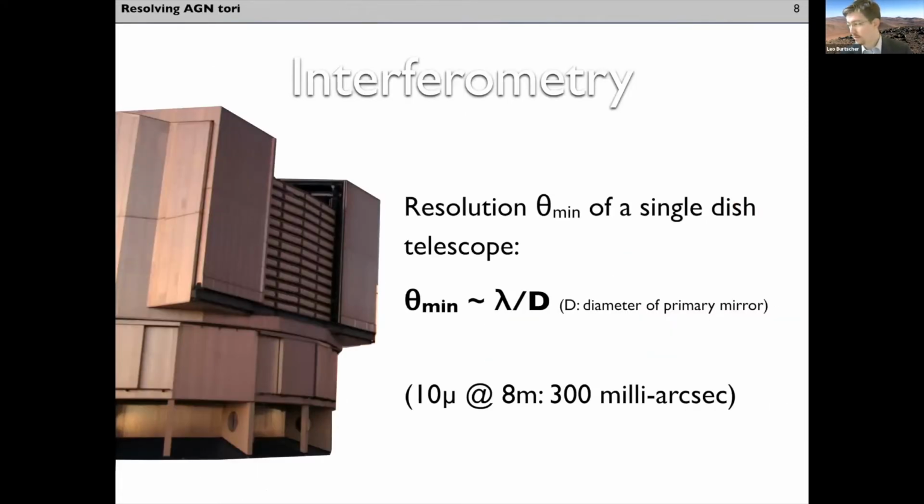So if we want to see what the structure actually looks like, we see that the resolution of a single telescope is not enough. So if we have an 8-meter telescope at 10 micrometers, this gives us a resolution of 300 milliarcseconds. With or without AO, it almost doesn't make a big difference. If you have a good night, you essentially get that resolution. But that is not enough.